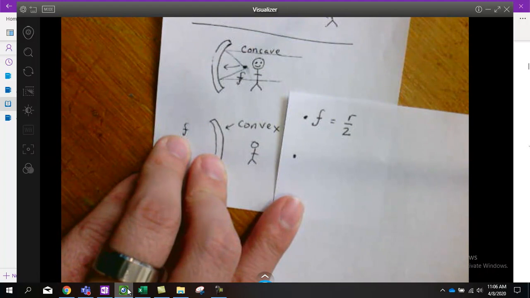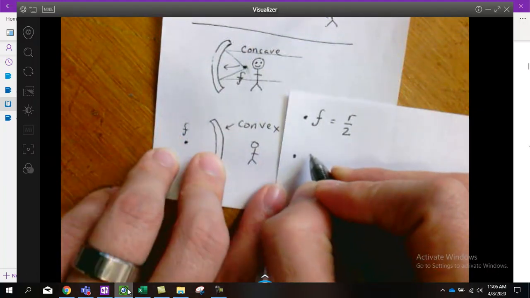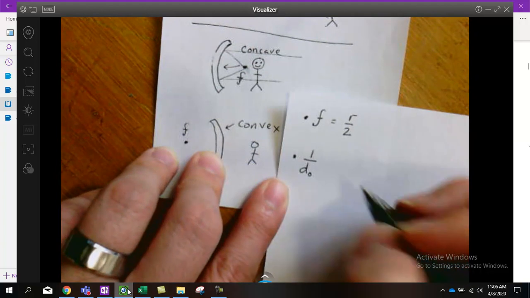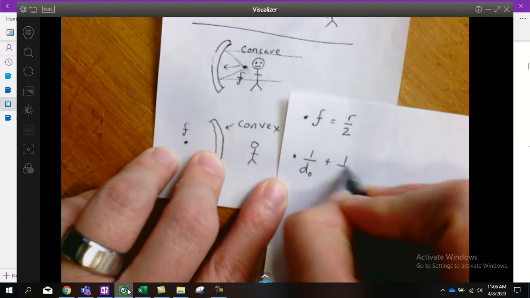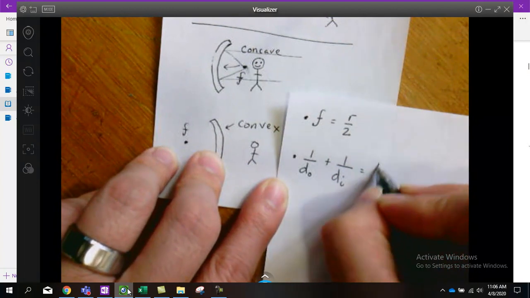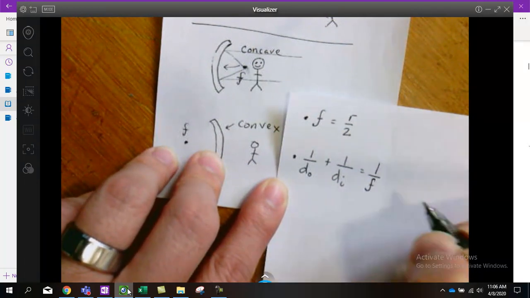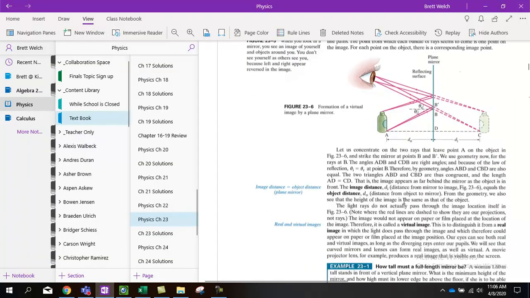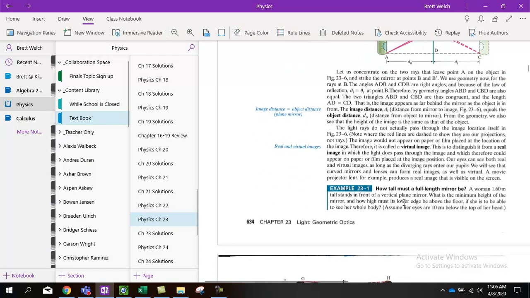We have to use the formula 1 over the distance to the object plus 1 over the distance to the image equals 1 over the focal length. Okay? So there are a couple of rules about what's positive and what's negative. Let's go to the textbook and take a look at some of our rules for sign conventions.